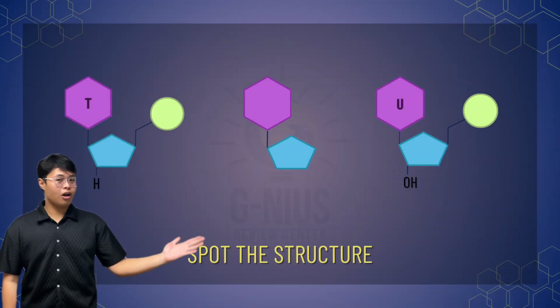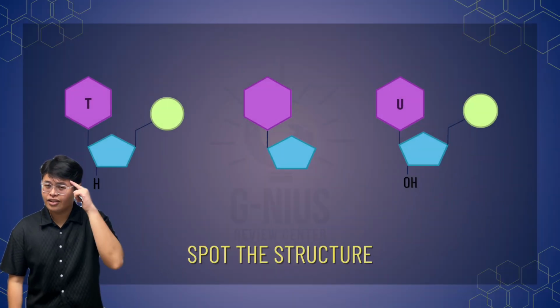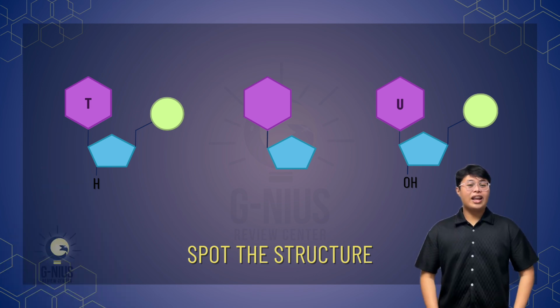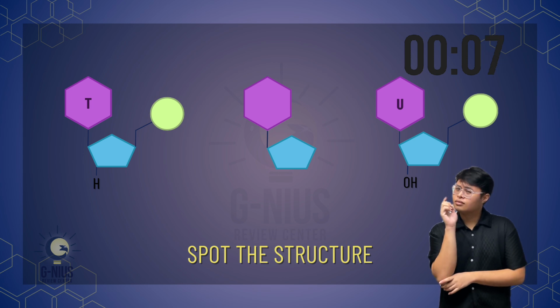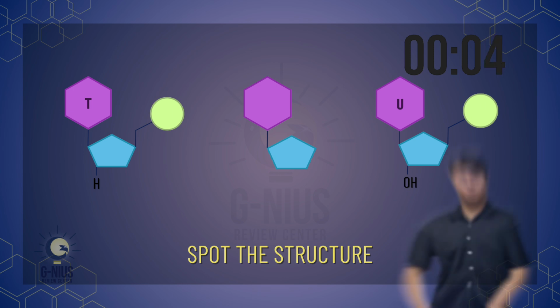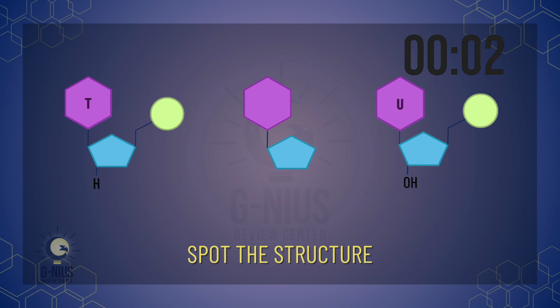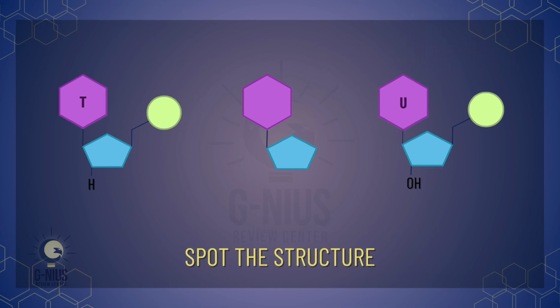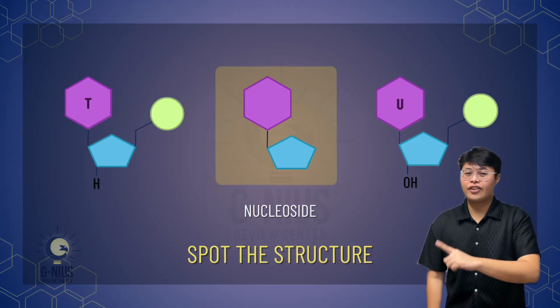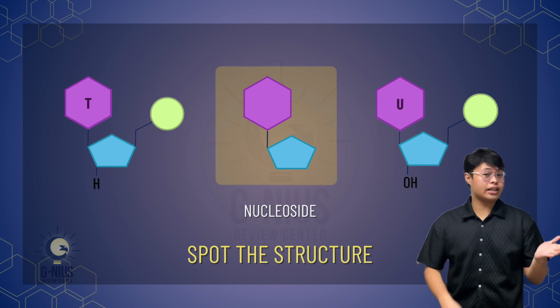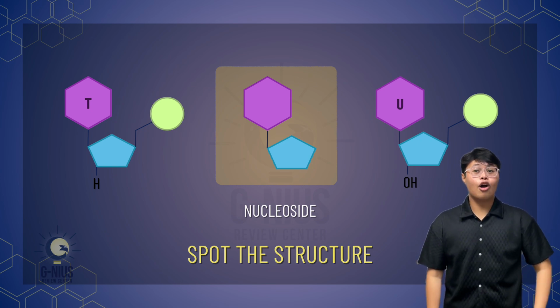Time for a quick activity. Look at these three molecules and answer in your head or in your notebook. Which one lacks a phosphate group? Do you have an answer? Well, here it is. Nucleoside, since it has no phosphate. Since it only has a sugar and a nitrogenous base, it can't form the backbone of DNA or RNA.